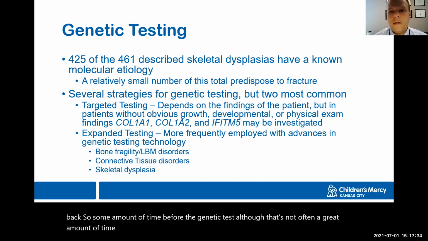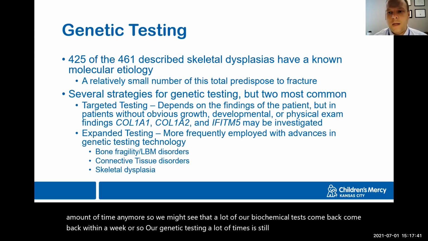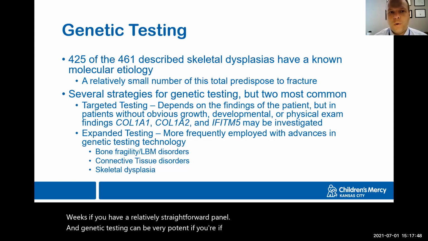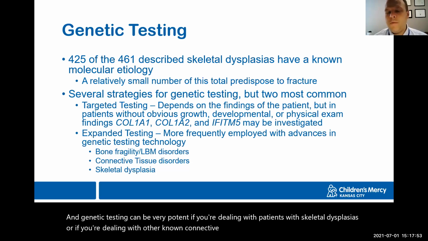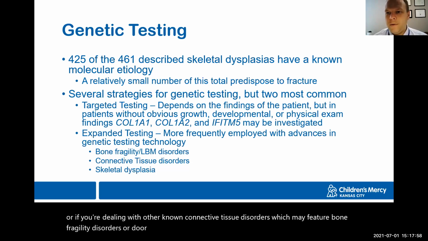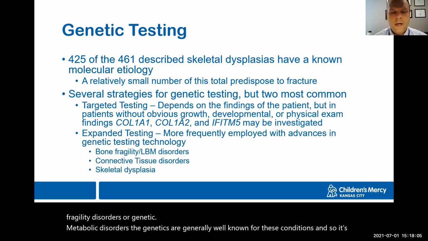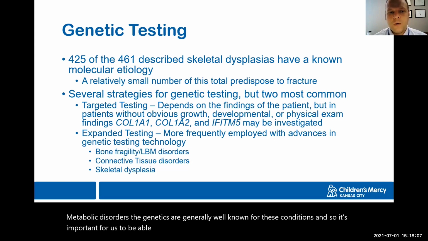So we might see that a lot of our biochemical tests come back within a week or so. Our genetic testing a lot of times is still only 2 or 3 weeks if you have a relatively straightforward panel. And genetic testing can be very potent if you're dealing with patients with skeletal dysplasias, or other known connective tissue disorders, which may feature bone fragility disorders or genetic metabolic disorders. The genetics are generally well known for these conditions, and so it's important for us to be able to leverage this genetic testing pretty quickly.